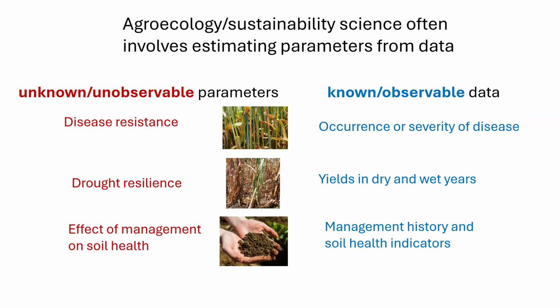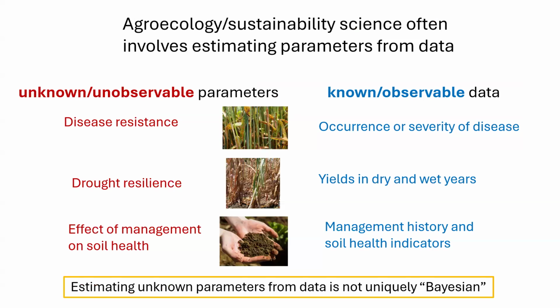And perhaps we're interested in how observable phenomena affect each other. For example, what is the effect of some management practice on soil health? We have to observe the management practice and the soil health indicators. So I should say that even though I'm introducing this in a Bayesian context, the idea of estimating unknown parameters from data is not uniquely Bayesian. That's just statistical inference in general.